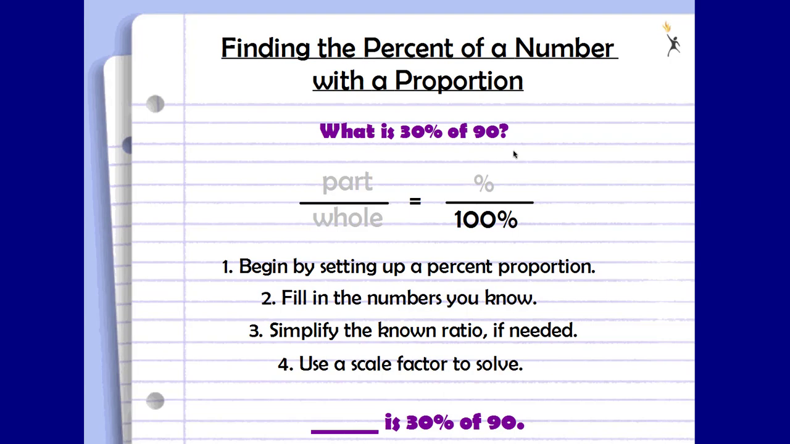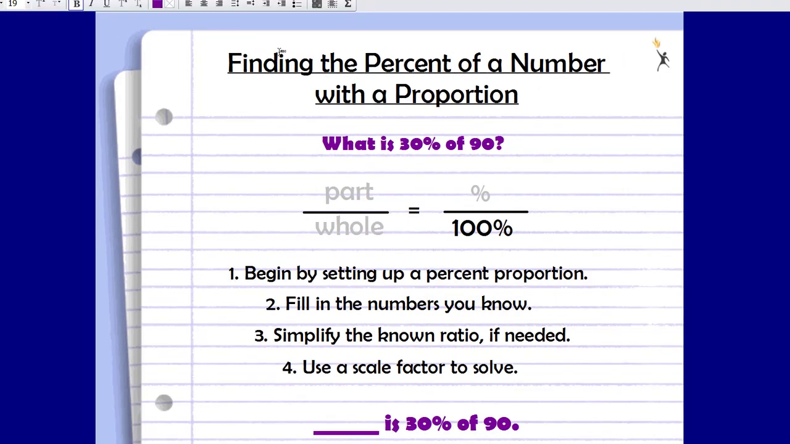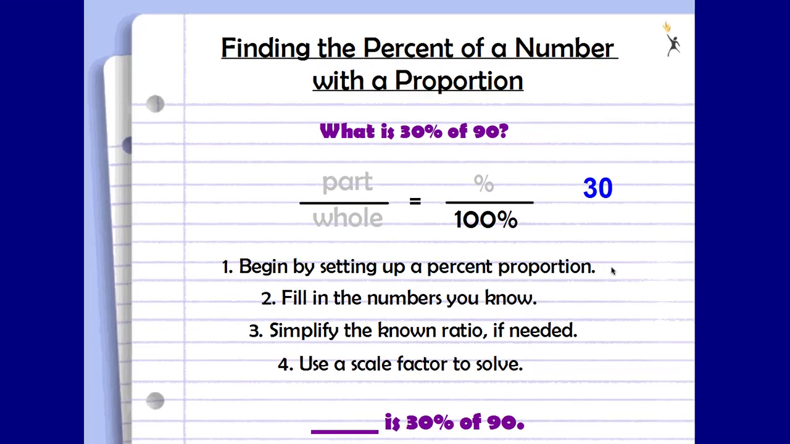So if we want to find 30% of 90, we begin by setting up the percent proportion and fill in the numbers that we know. The first thing that we're told is that it's 30%. So over here in the 30%, or in the percent field, we will type 30. You don't need to put the percent symbol, just the number will work. The same thing for the 100%, you don't have to have the percent symbol.